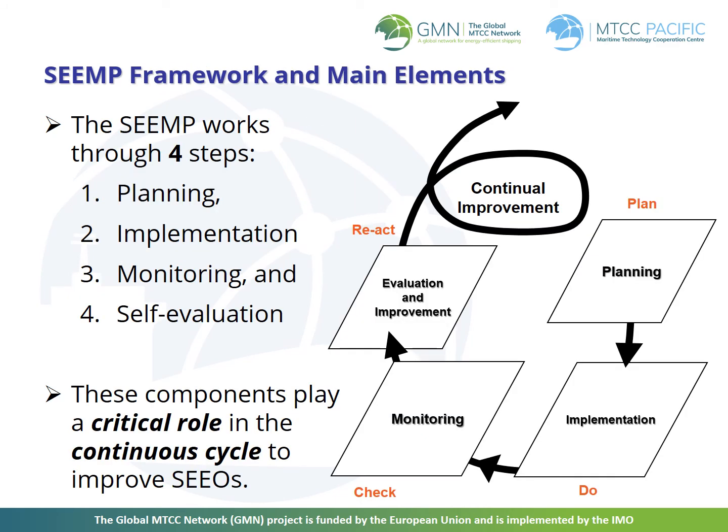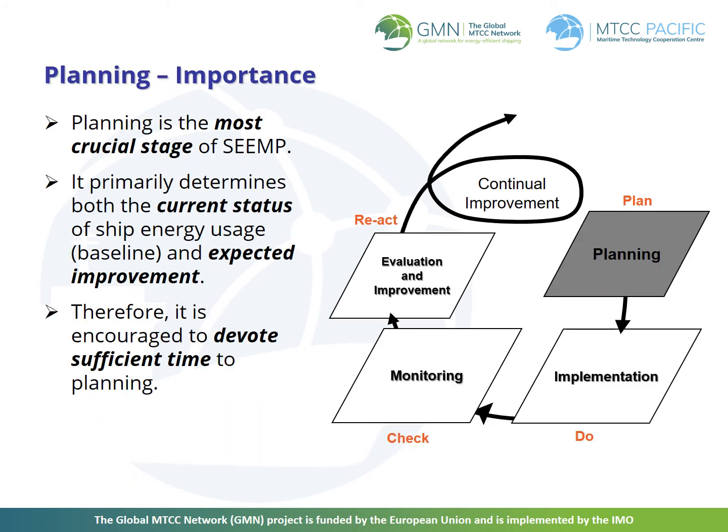The SEEMP works through 4 steps. The steps are planning, implementation, monitoring, and self-evaluation. These 4 components play a critical role in the continuous cycle to improve ship energy management. Planning is the most crucial stage of SEEMP. Planning primarily determines both the current status of ship energy usage, the baseline, and the expected improvement. Consequently, it is important to devote sufficient time to planning.